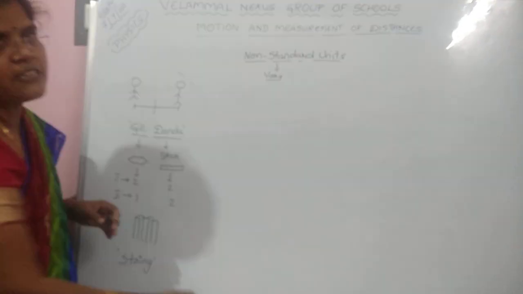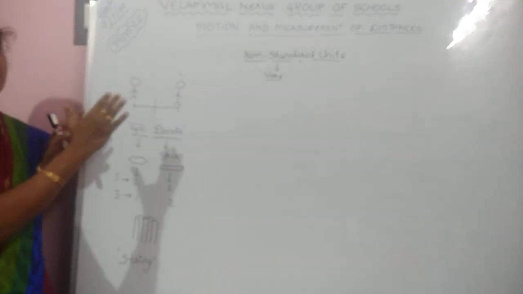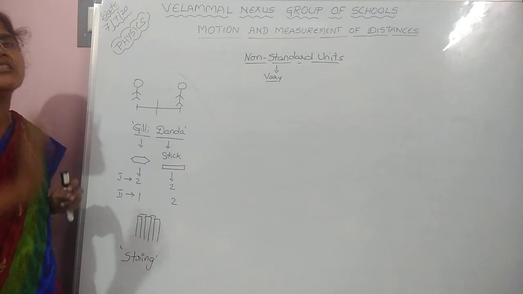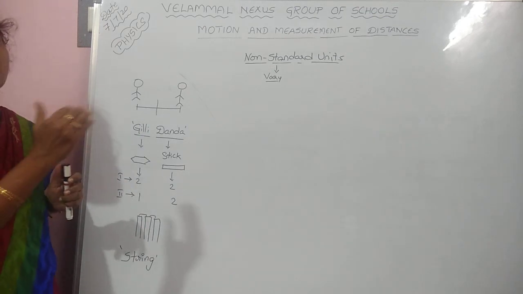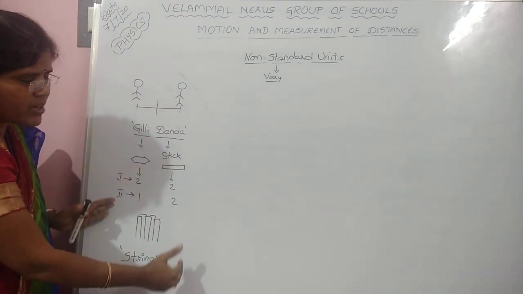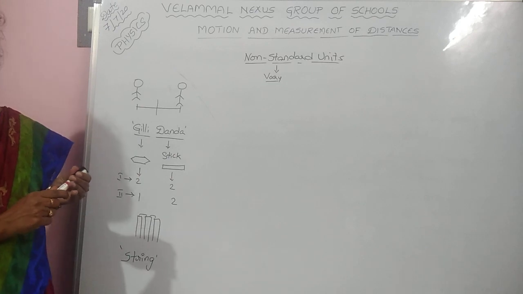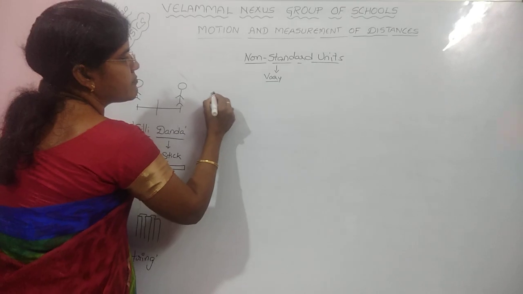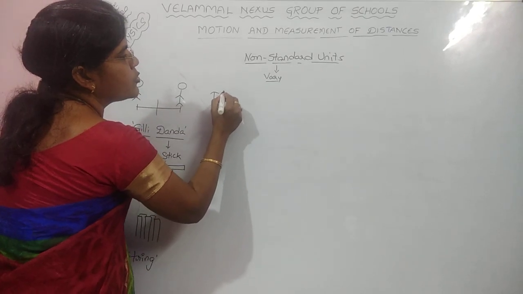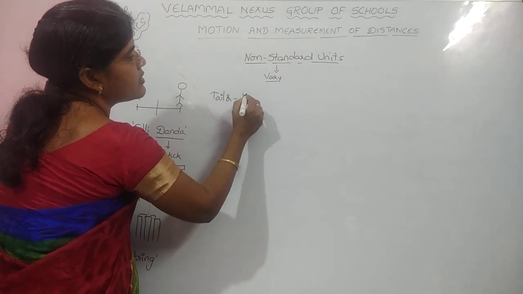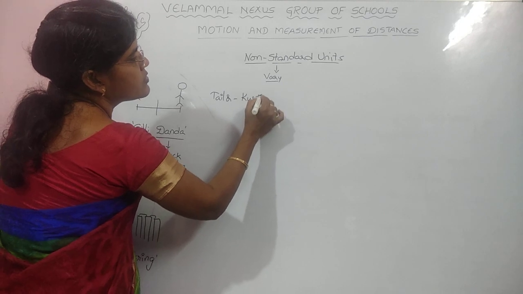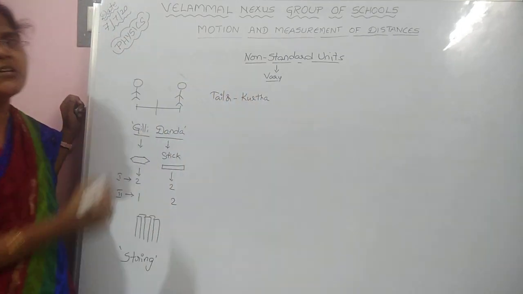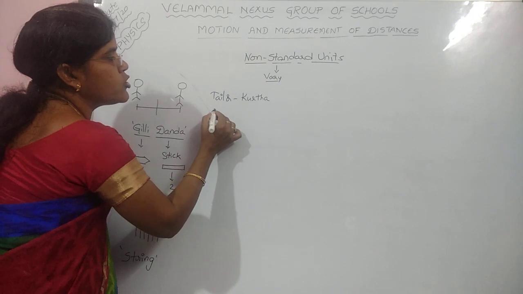Here my question is, whatever method they take, are these methods standard? Are these methods convenient for them? These are how they used to measure in the olden days. Now, first we'll see. Suppose you take a tailor. He wants to stitch a kurta. He requires measurement. Suppose you want to make a cupboard.